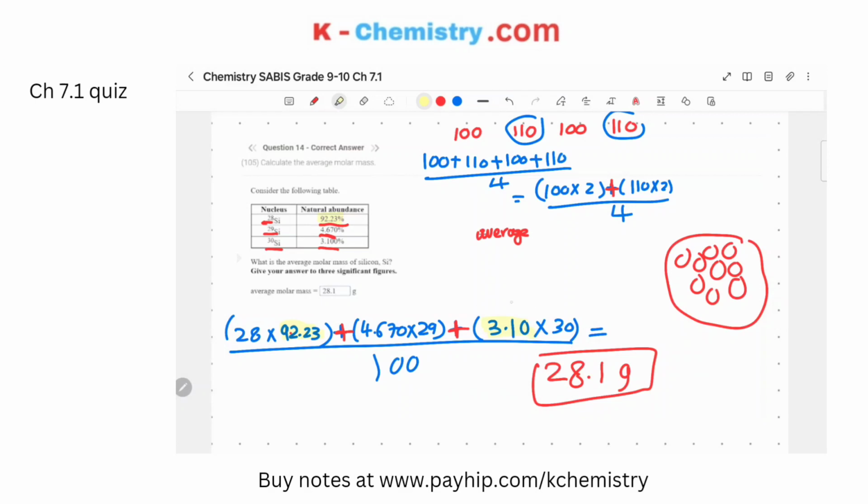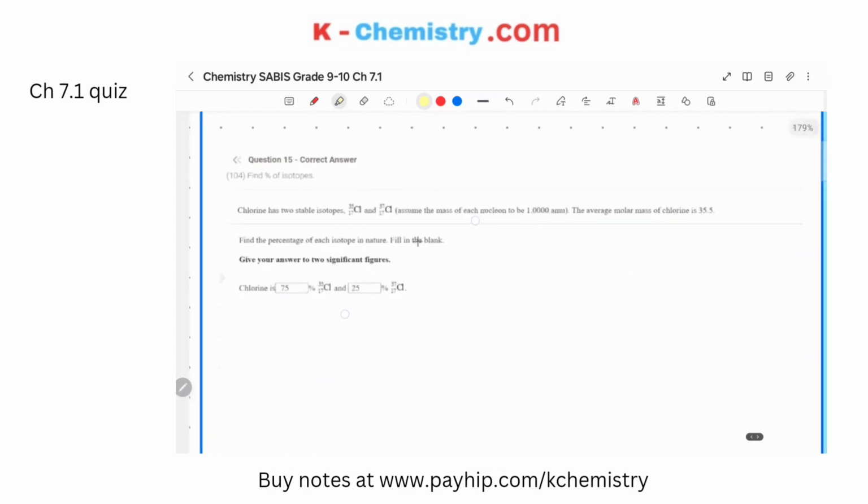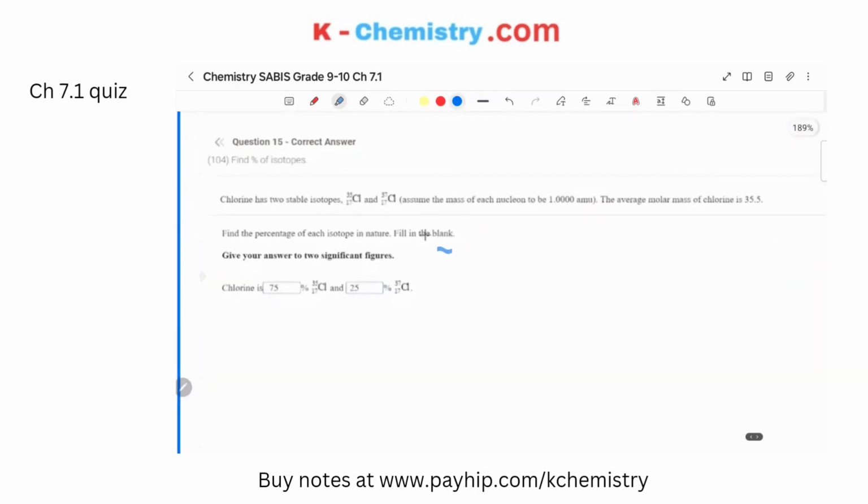Here, after giving you the percentage, I found the average, but in the next question I'll give you the average and ask you for the percentage. So I will write the same equation here. Let's write the same equation.